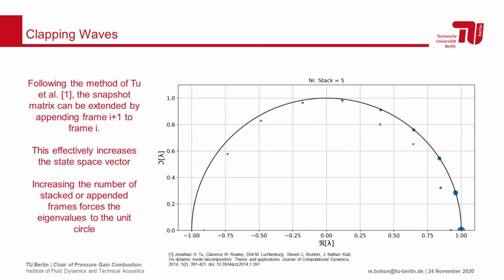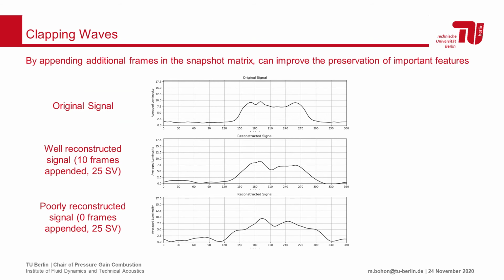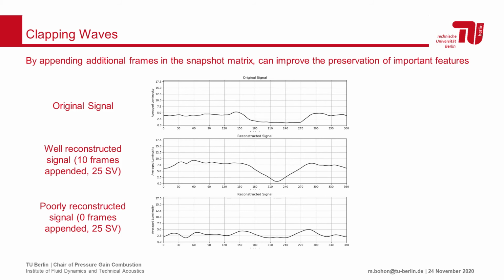Following the method of Tu et al., by recasting the original snapshot matrix to include subsequent frames appended to the vertical snapshot vector, we can effectively increase the state space vector. This allows the DMD to properly capture the standing wave. By increasing the number of frames appended to each frame in the sequence, the result is improved. This allows us to better reconstruct our original sequence using the reduced set of only 25 modes.